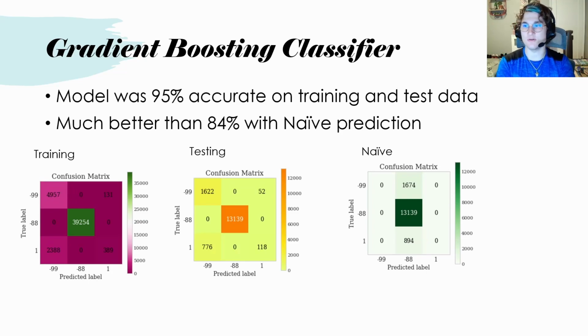After running the model, you can see here that I had pretty good accuracy on my training and my testing data. Both training and testing were 95% accuracy, and this was well above the naive prediction, which was 84%. So I was pretty happy with this.